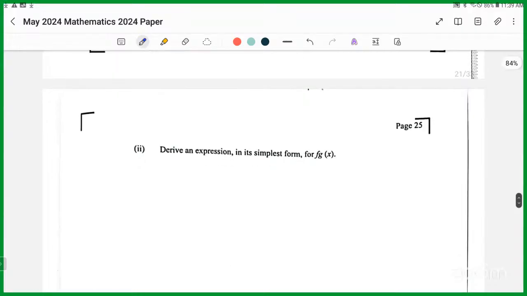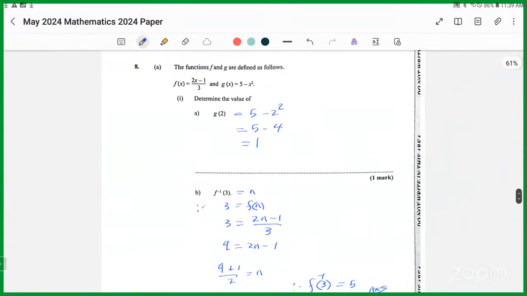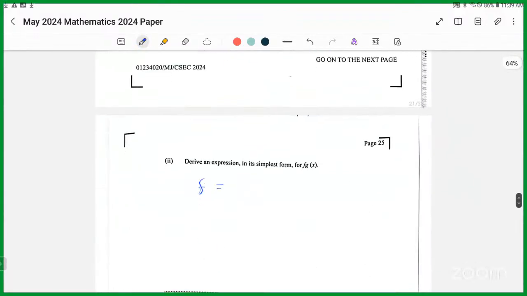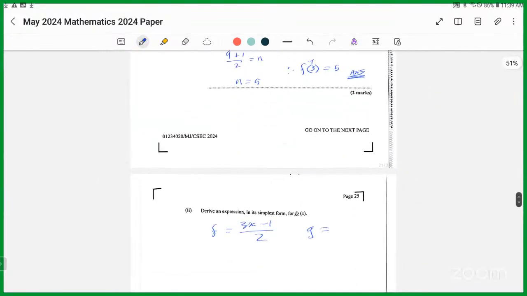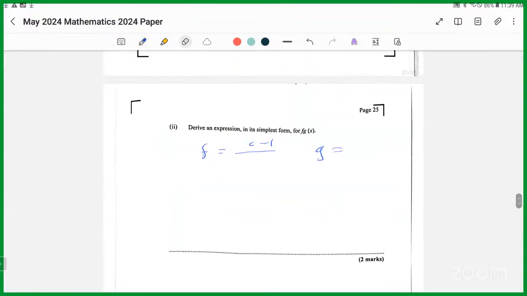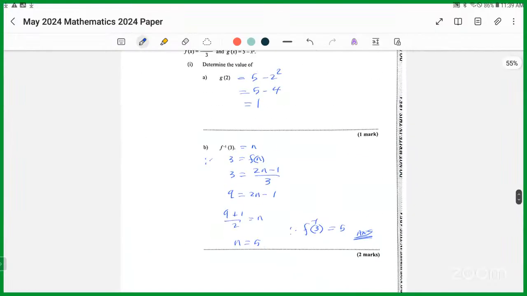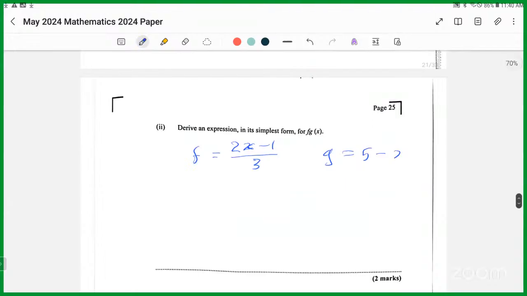Next part wants us to derive f of g. Let's write down what they are again. F of g. So the f, remember, is (2x minus 1) over 3. I'm wrong way around. No, it's 2x minus 1 over 3. And the g is 5 minus x squared. The g is 5 minus x squared.